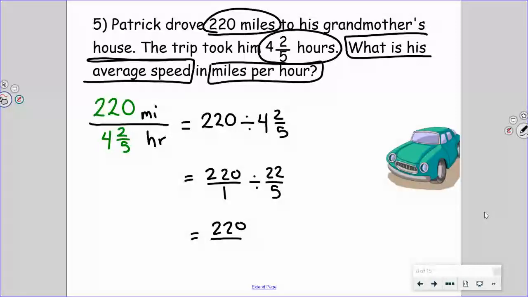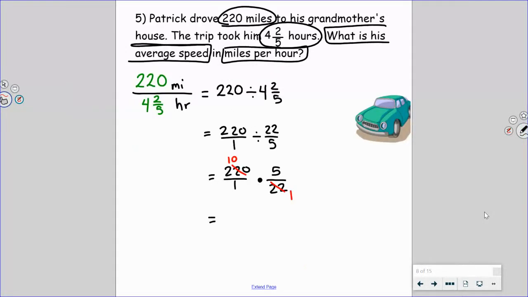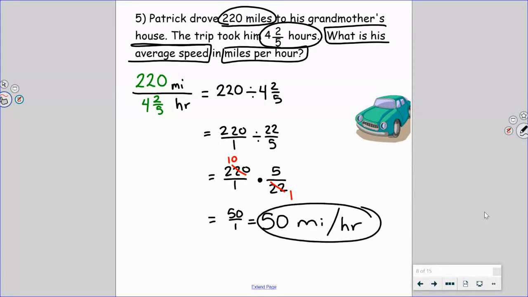And now we say, no, don't try to cross-reduce yet. We have to change it to a multiplication problem. Multiplicative inverse of 22/5 is 5/22. Aha! Here is some lovely cross-reducing. 22 goes into each of those numbers. And we'll go ahead and say 10 times 5 and 1 times 1, which can be rewritten as 50 miles per hour. And we've taken that ugly complex fraction and turned it into something that makes sense.